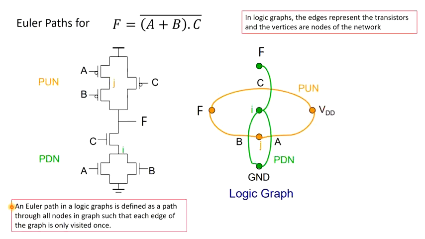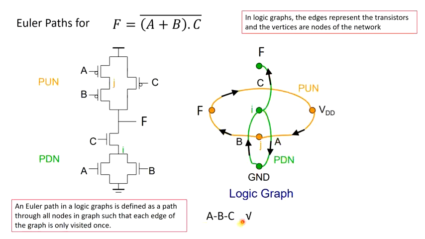Now we have to search for the Euler path in these logic graphs. So what is this Euler path? An Euler path in a logic graph is defined as a path through all nodes in the graph such that each edge of the graph is only visited once. For example, let us see this green one, that is the pull down network, first.